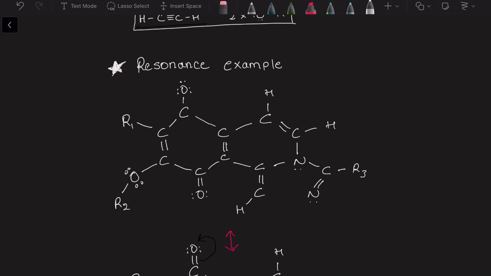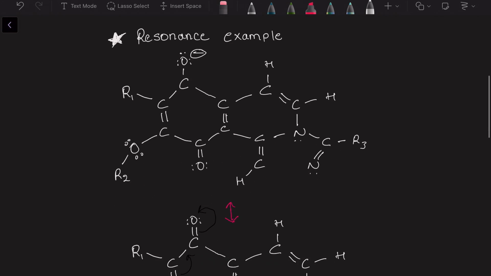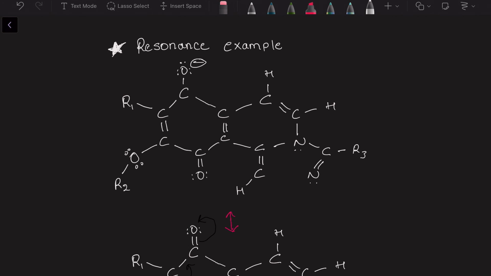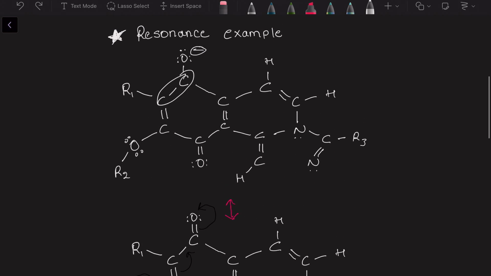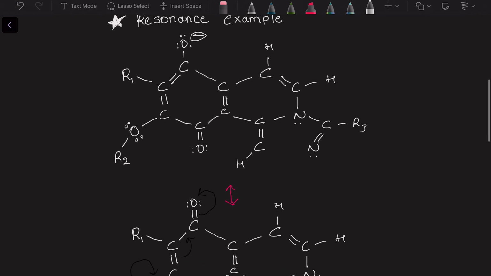Now oxygen has 1, 2, 3, 4, 5, 6, 7 electrons around it instead of 6, so the formal charge would be negative, and oxygen wants to be negative. This carbon only has 3 bonds around it, and according to our steps, the double bond between these 2 carbons will be transferred between these 2 carbons. So this will form a double bond, and we will not have a double bond here.